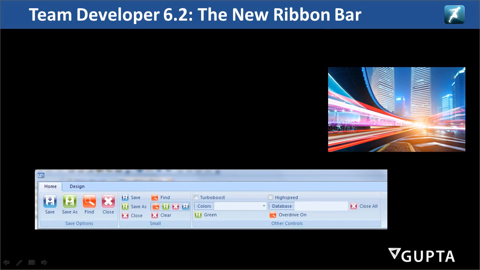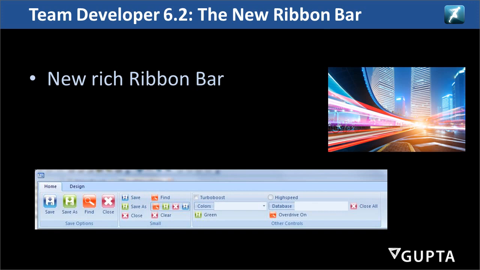Ladies and gentlemen, and here is the highlight of the Team Developer 6.2 new GUI features, the new ribbon bar. The new ribbon bar is an extremely rich ribbon bar that is easy to build up and very easy to use. It can make applications much easier to use and really helps with application usability.